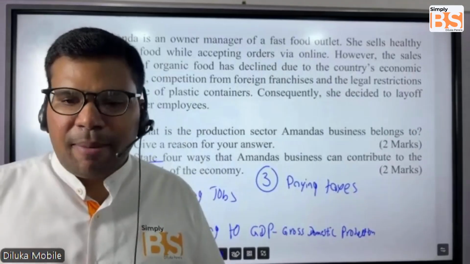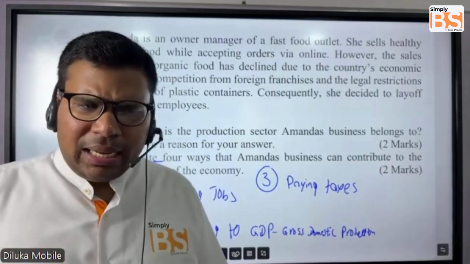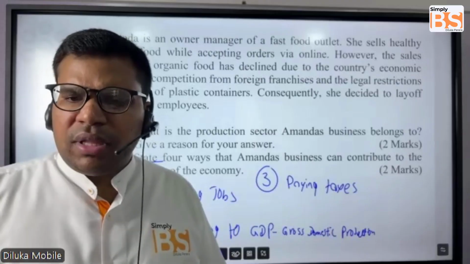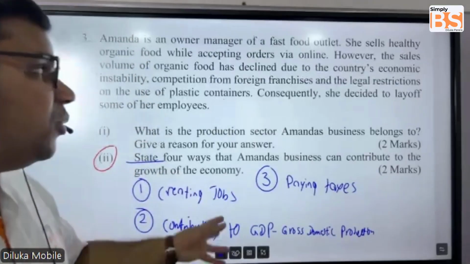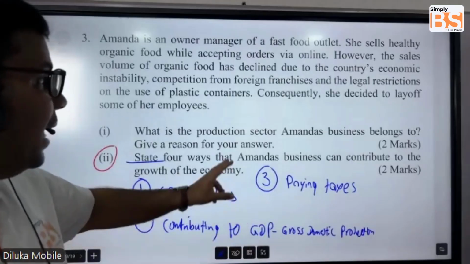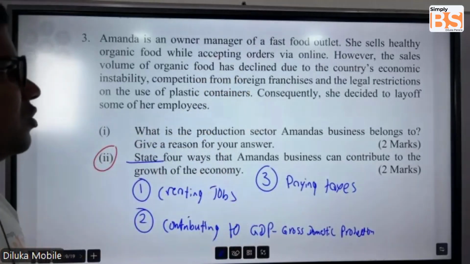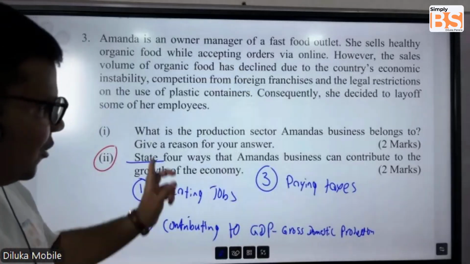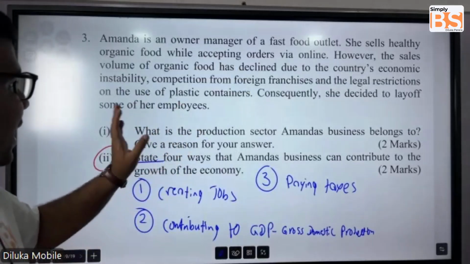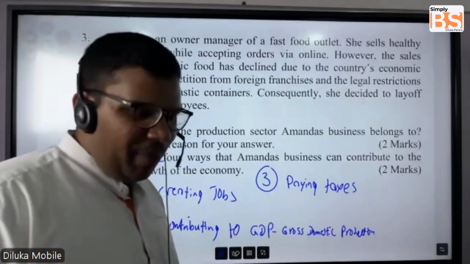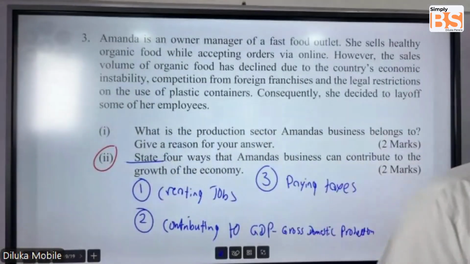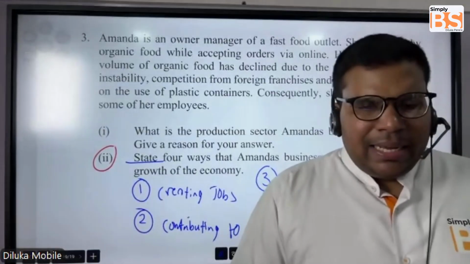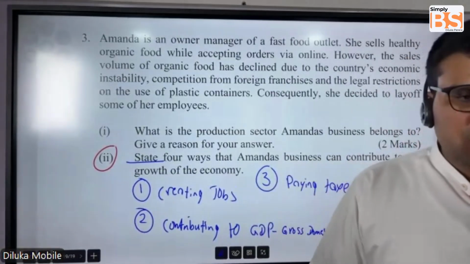If you have skilled employees in the economy, that will be good. That contributes to the growth of the economy, right? Of course, that answer point you cannot write here, because they are very specifically talking about Amanda's business, and she's actually at the point of laying off some of the staff. Okay, and so those are the answers, students, you can write.